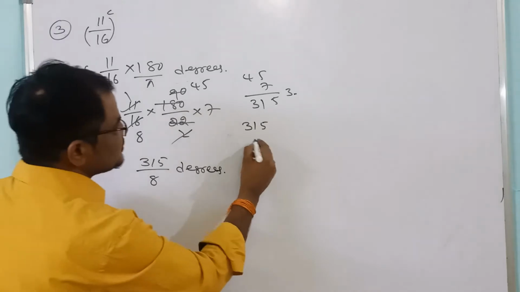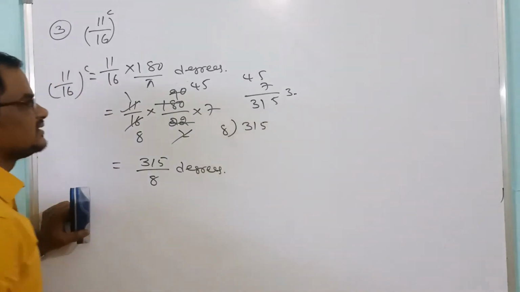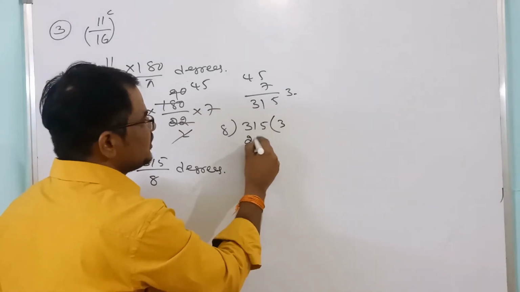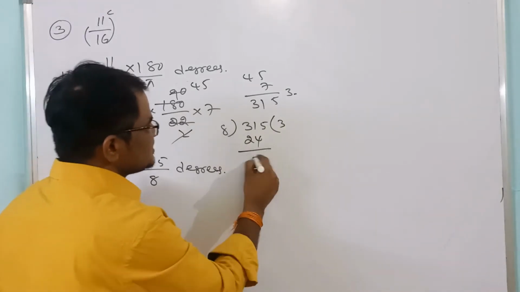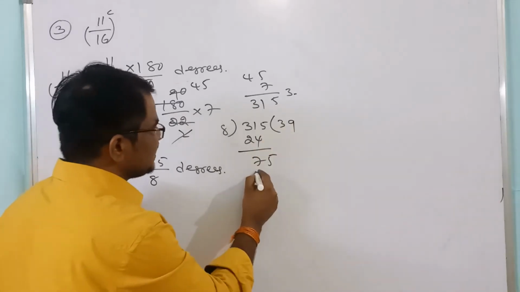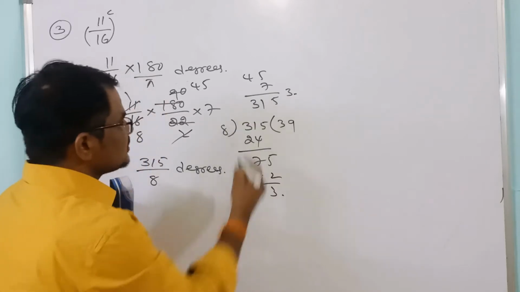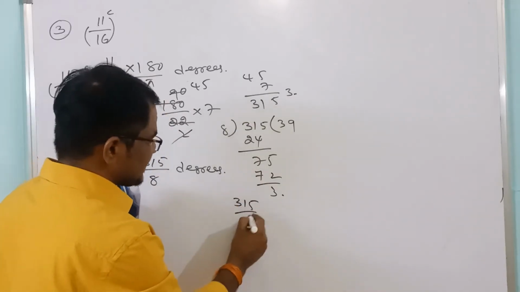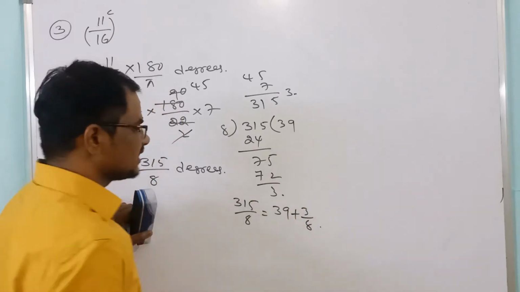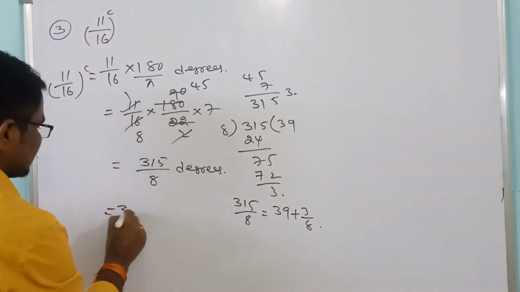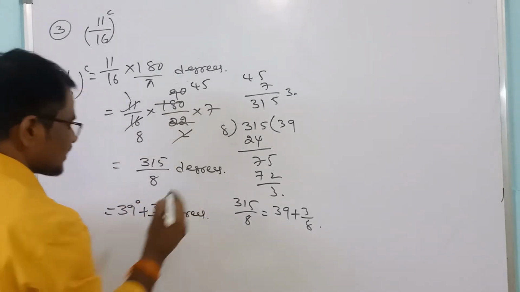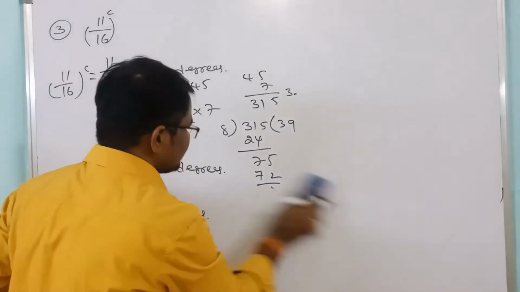Again if you simplify, divide 315 by 8, how many times? 3 times 24, so this is 7, 5. So 9 times, 72, 3. So this 315 by 8, how to write? 39 plus 3 by 8. Can you write? That is equal to 39 degrees plus 3 by 8 degrees. Quotient plus remainder by divisor.